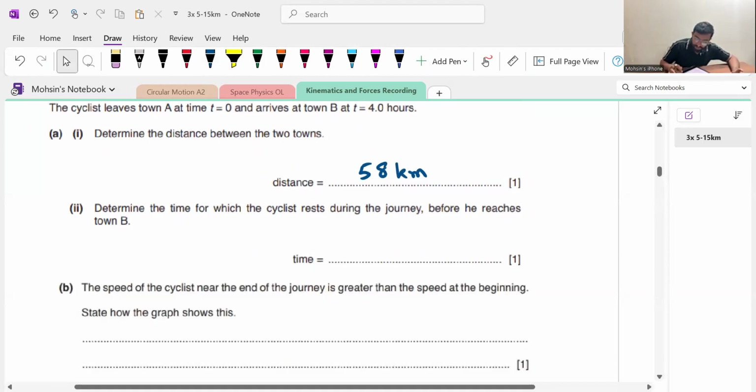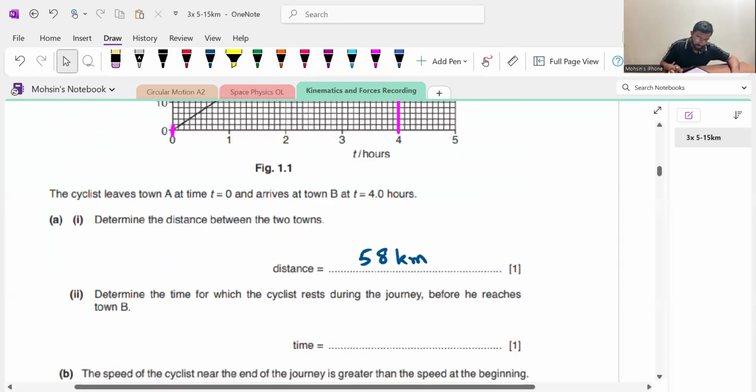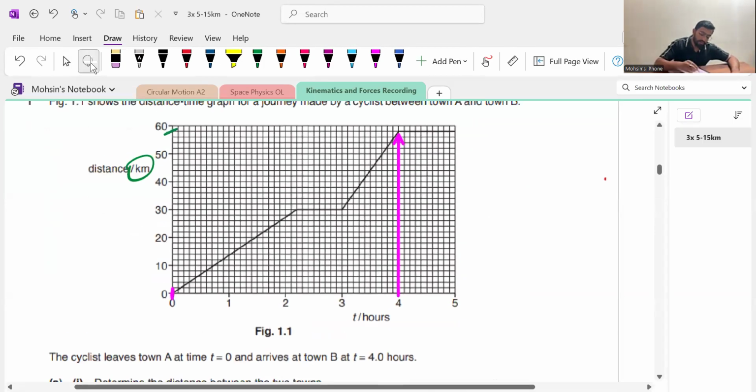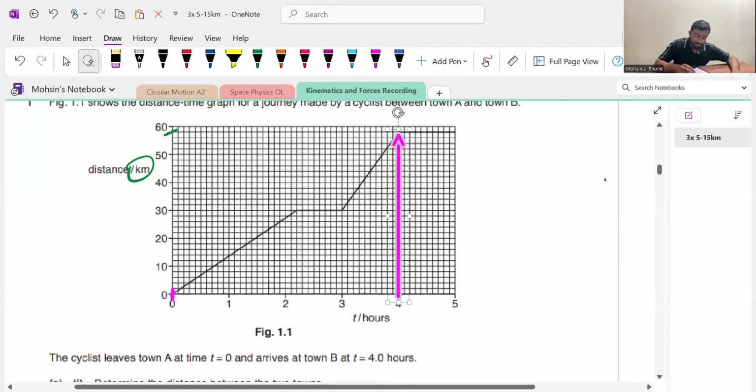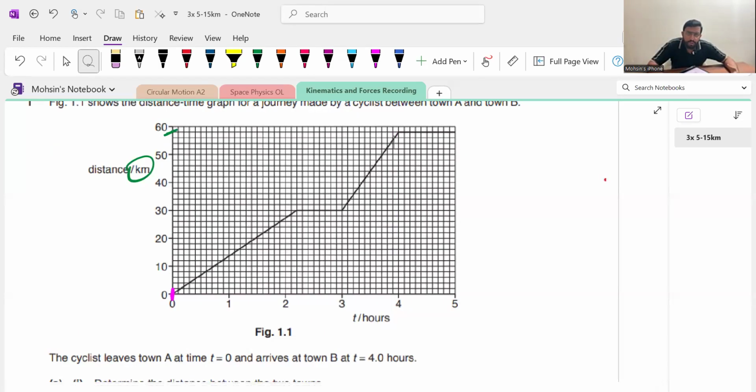Determine the time for which the cyclist rests during the journey before he reaches town B. So they are asking you to calculate the time during the journey when the cyclist was at rest. How do we find it? Because it's a distance time graph, the gradient of the graph gives us speed. So if we want zero speed, it means we have to find a point in between where the gradient is zero. So here I can see from this point till this point, the gradient is zero.